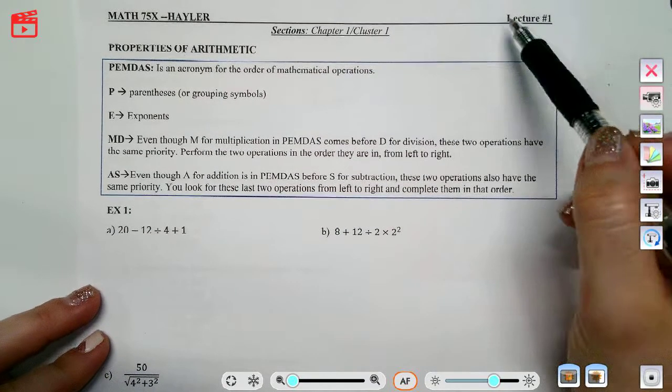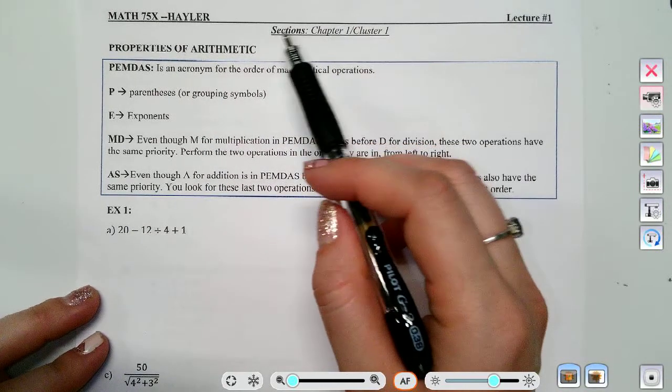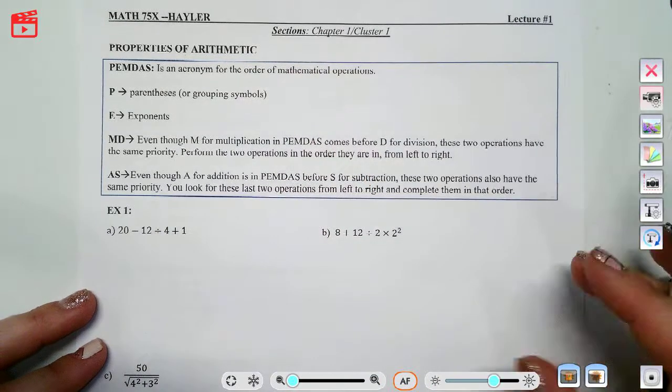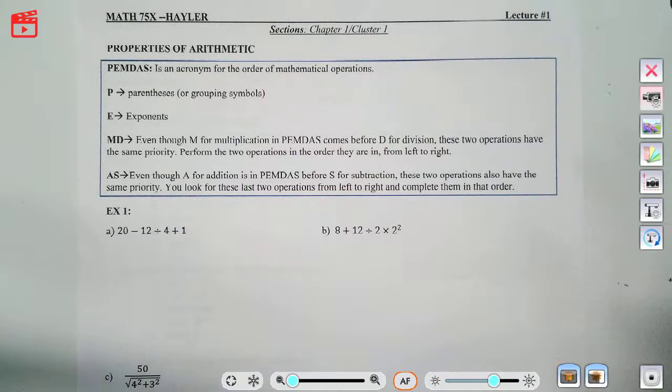Just a real quick look at how my notes look. They'll have the lecture number up in the top and then the section that we are covering in this lecture right over here. So we're covering Chapter 1, Cluster 1, and we're looking at the properties of arithmetic.